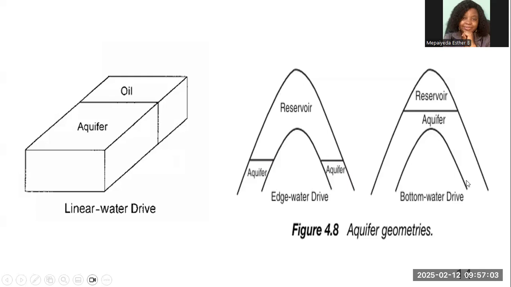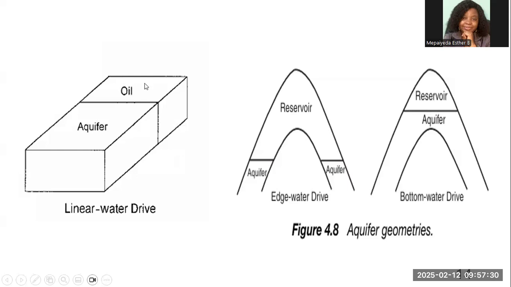For the bottom water drive, the flow is both radial and vertical. So here you have bottom water drive. Can you see the aquifer underlying your reservoir, fully underlying your reservoir? So this is the water body. So here you have both radial and vertical flow of water, influx of water into your reservoir.